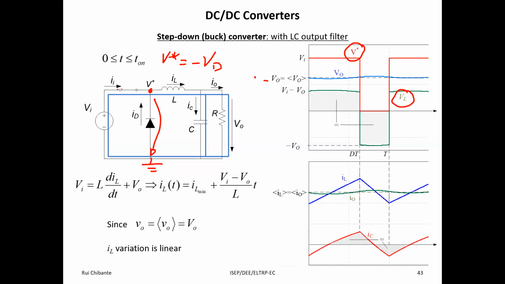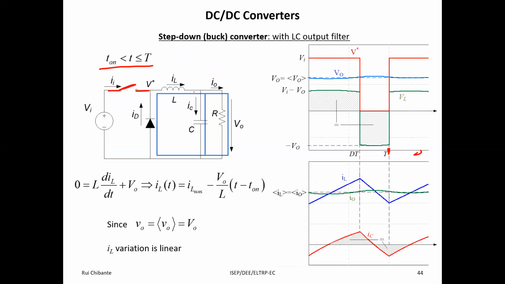And if we start from there, if the transistor is conducting, what is the value of this voltage? It is the input voltage. So in the first stage of operation, this red waveform is equal to VI. And in the second stage, in this next slide, the transistor is open. What is the value of this voltage? Well, it is 0 because now the diode is conducting.